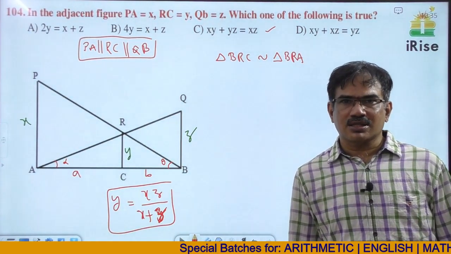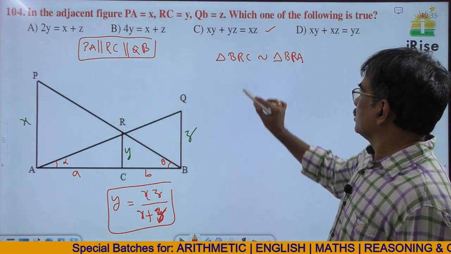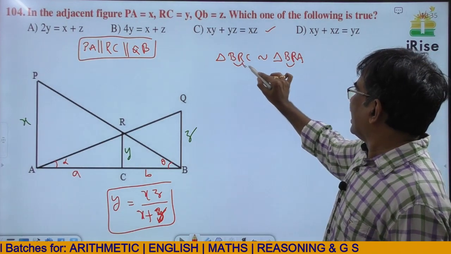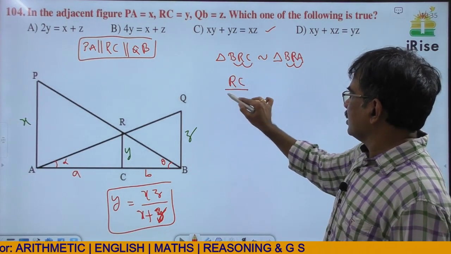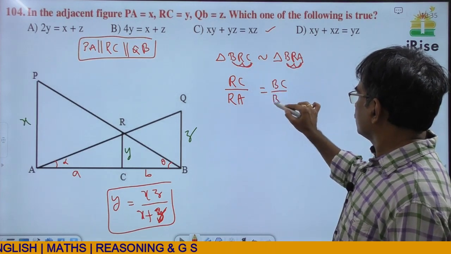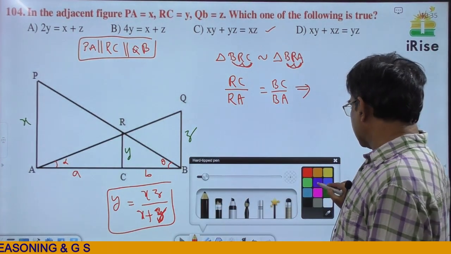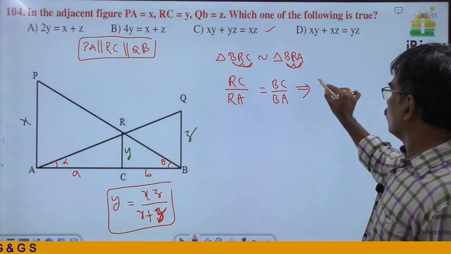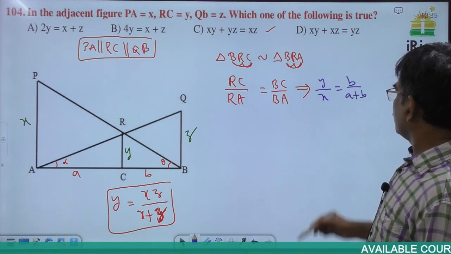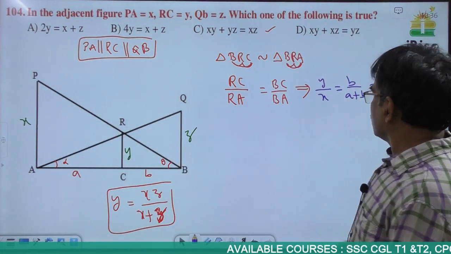If these two triangles are similar, then corresponding sides are proportional. BR by BP is equal to RC by RA. I want to write like this: RC by RA is equal to BC by BA. Okay, so from this we can say that RC, y by x is equal to b by a plus b. Y by x is equal to b by a plus b. I want to consider this equation as 1.